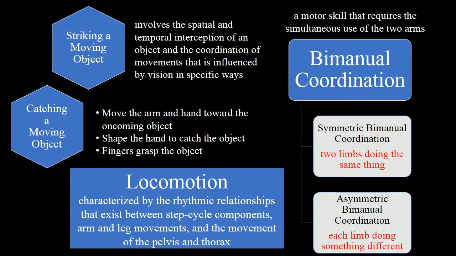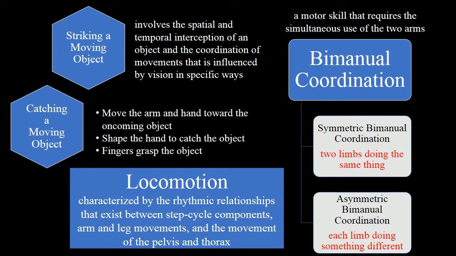Bimanual coordination is defined as a motor skill that requires the simultaneous use of the two arms. There is either symmetric bimanual coordination or asymmetric bimanual coordination. Symmetric bimanual coordination is defined as two limbs doing the same thing, such as when a person in a wheelchair rolls the wheels of the chair in order to go straight forward or backward. Asymmetric bimanual coordination is defined as each limb doing something different. For example, a guitar player holds strings with one hand to determine chords, while plucking or striking strings with the other hand to produce sound.